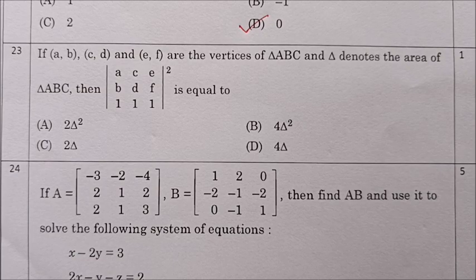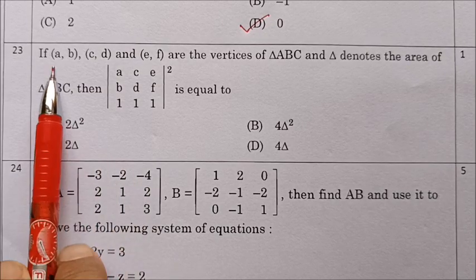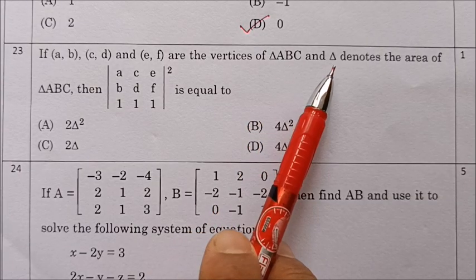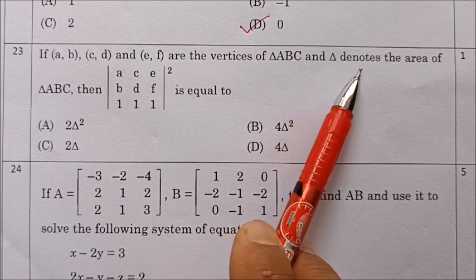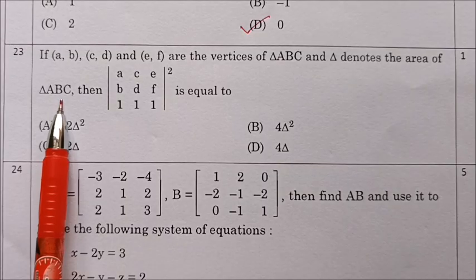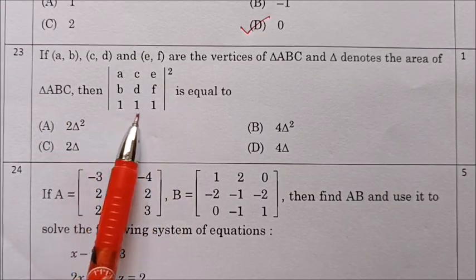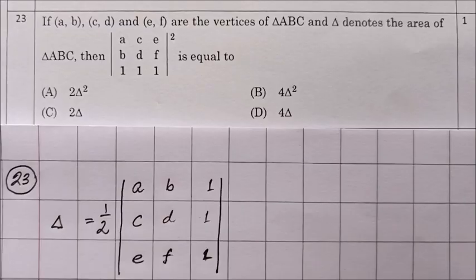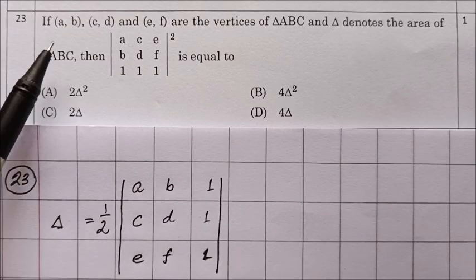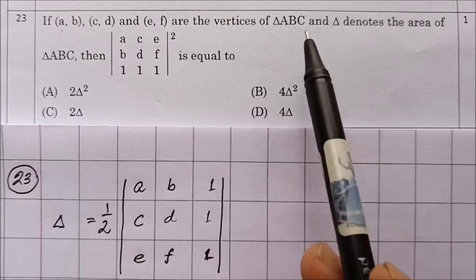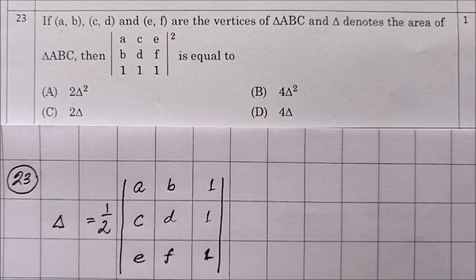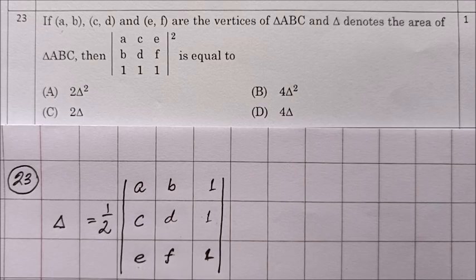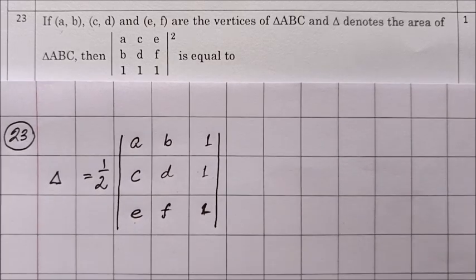Question number 23. In this question, (a,b), (c,d) and (e,f) are vertices of triangle ABC, and this delta denotes the area of triangle ABC. Then what is the value of this quantity? So this question requires explanation. See, (a,b), (c,d), (e,f) are vertices of triangle ABC. That means the area will be half of the determinant with rows a, b, 1; c, d, 1; and e, f, 1, and this is what the formula says, right?